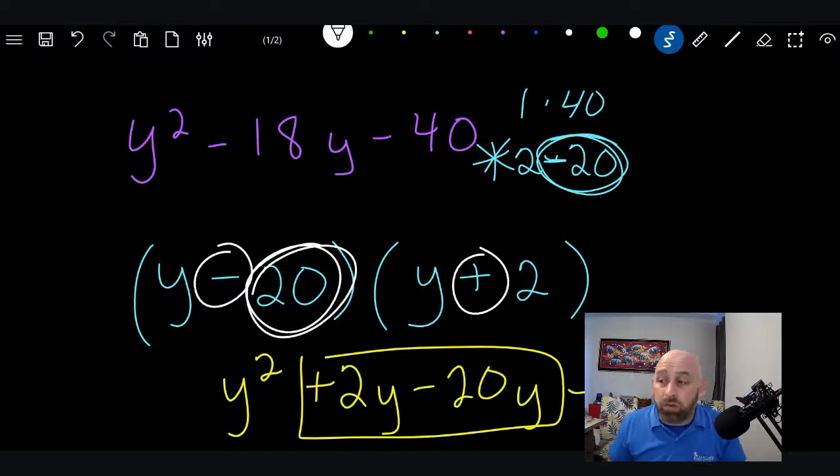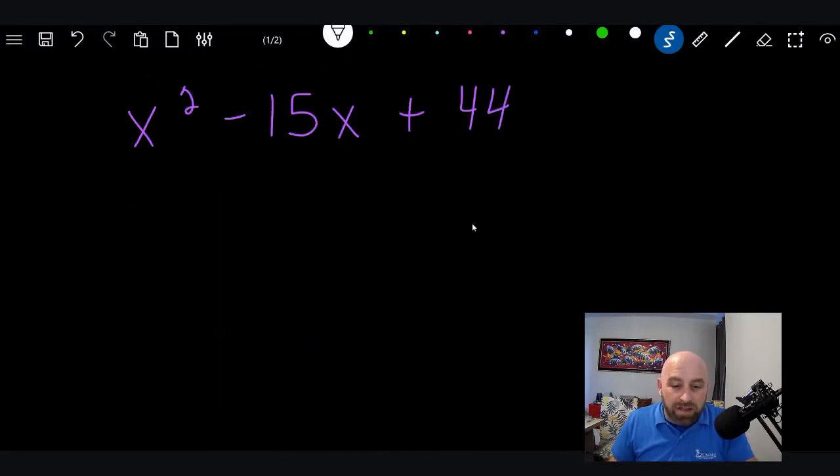Now, this only works when the leading coefficient is 1. If the leading coefficient is anything other than 1, then we're going to have to do some other things. But we'll get into that in the next lesson. All right, let's try another one.